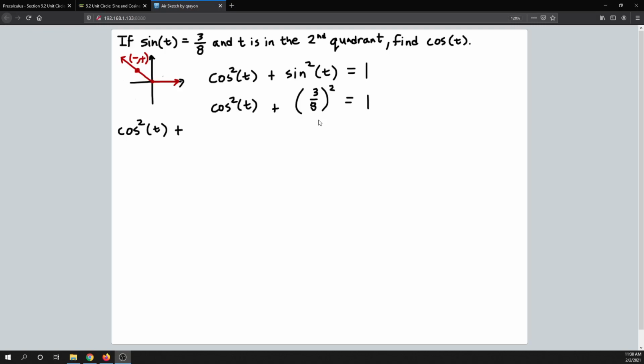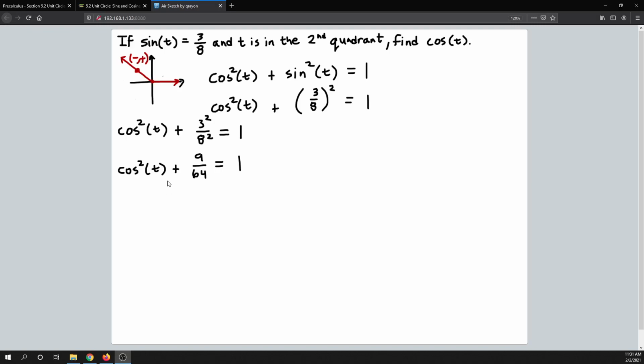All right, so first thing is I'm going to start simplifying this left-hand side. I have 3/8 squared, right? So that'd be 3/8 times 3/8. The way that you would do that is just to square the top and square the bottom, right? And that's equal to 1. And I know that 3 squared is 9. 8 squared is 64.